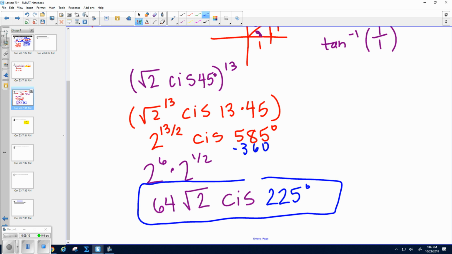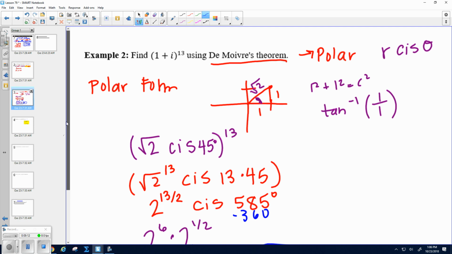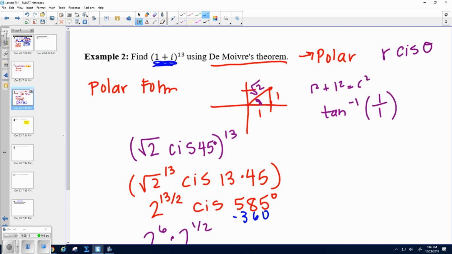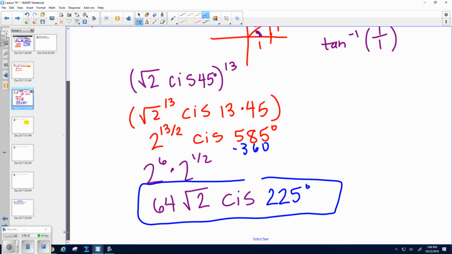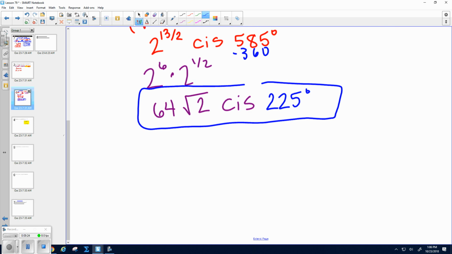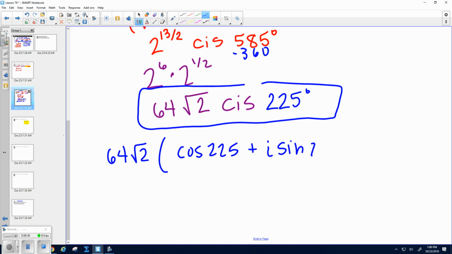All right, now this one is super fun because we started in what form right here? Rectangular. What form do you think we should end in? Yeah, that would be nice. We should end in rectangular, unless, you know, it tells you to leave it polar. So that means I would have to do 64 root 2 cosine 225 plus i sine 225.